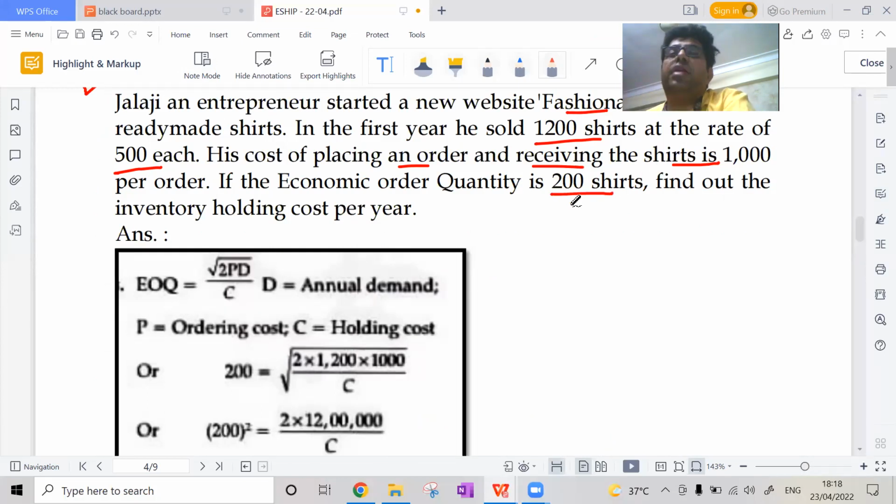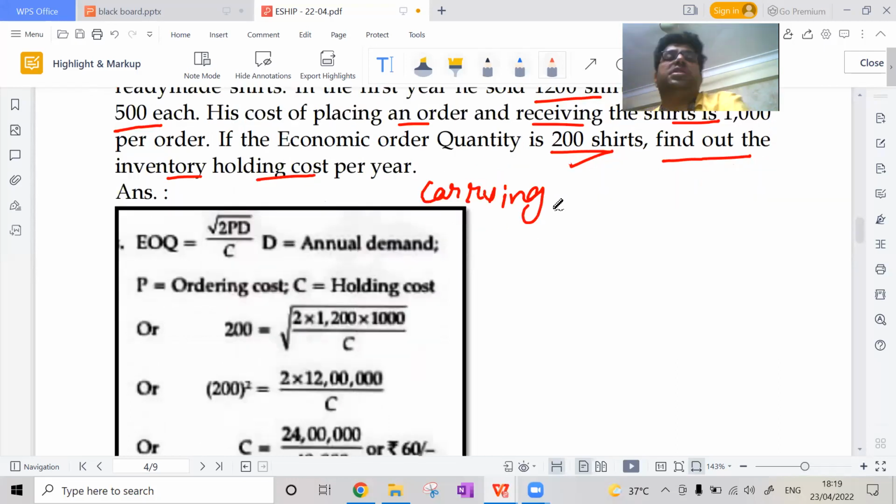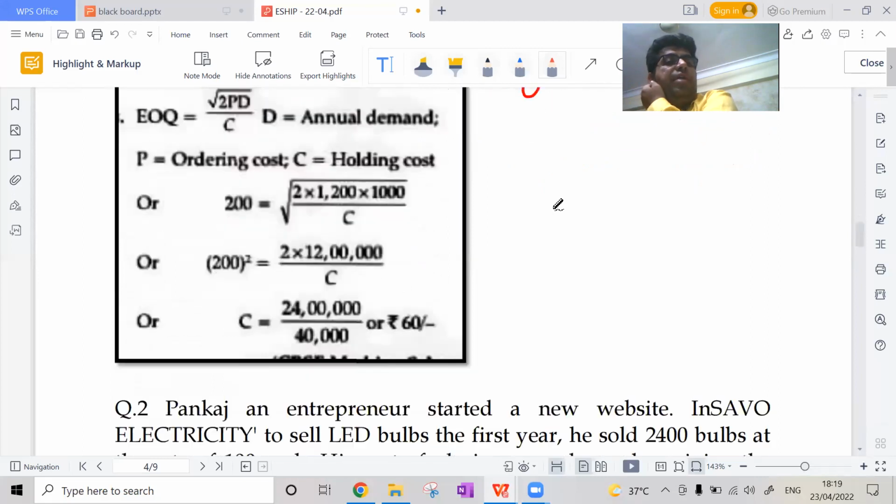Here, EOQ is already given. Now, you have to find out the inventory holding cost, which is also known as the carrying cost. So, how will I solve this? Just understand. Here, the EOQ is already given, so 200. Annual demand is given, as well as the ordering cost, that is P, which is 1,000. So I will straight away divide it by C, which has to be calculated.